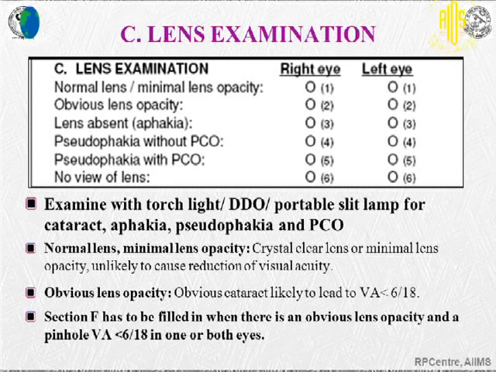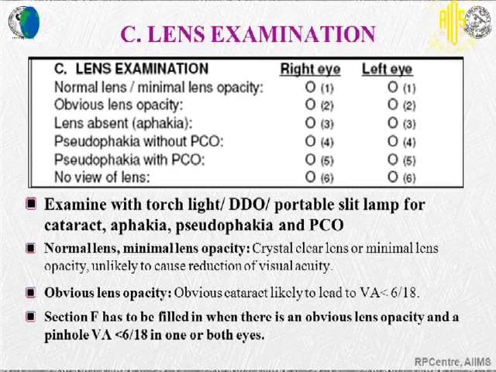Next section is for the lens examination. If the patient has 6/18, it's usually done with a torchlight. You can optionally use a portable slit lamp or distant direct ophthalmoscopy to do this lens examination. If the patient has 6/18 vision and on torchlight examination there is no or minimal lens opacity, it is unlikely to cause a diminution of vision less than 6/18. That's very important, because so many times on torchlight we see a grayish opacity, nuclear cataract, but it is improving with pinhole. It is not causing a diminution of vision less than 6/18, then we mark the option as normal lens or minimal lens opacity.